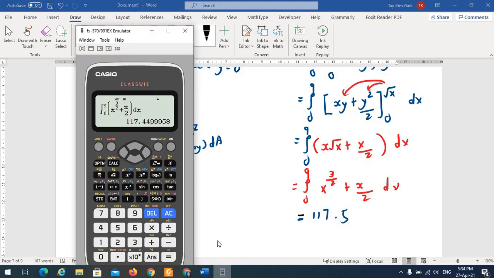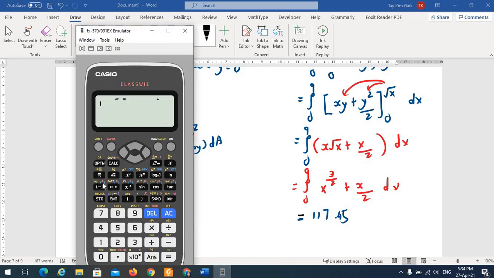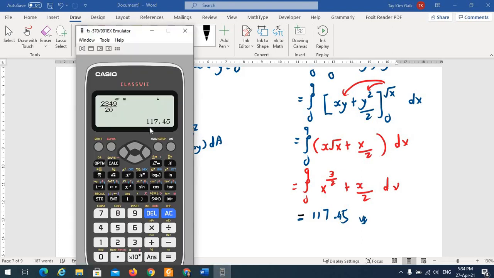Answer is 0.7.5. If you do it manually, this is the answer: 2349 divided by 20. So this is using a calculator, over 7.45. If you use it manually, you will have 2349 over 20.